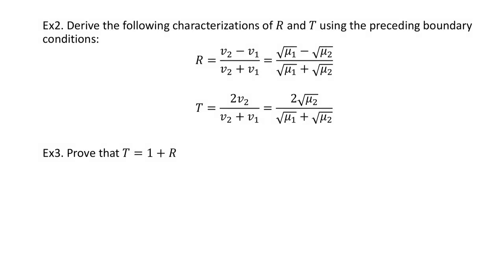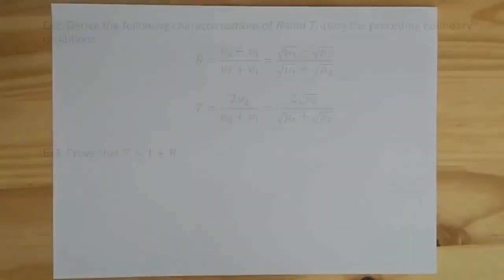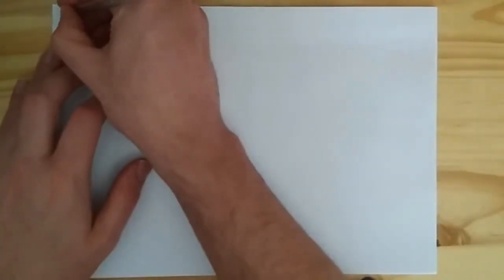Okay, so exercise 2, we've got to derive those two expressions for the reflection and transmission amplitude coefficients respectively. And in exercise 3, prove that relationship between T and R. So what we're going to do is prove that characterization of R, then do exercise 3, and then get that expression for T from exercise 3. That would be the simplest way to go about it. All right, so let's start.